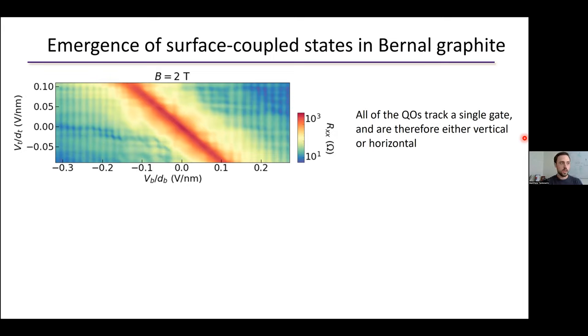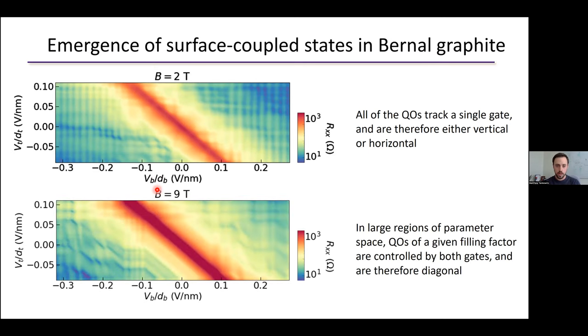So we can measure transport in graphite as a function of both the top and bottom gate. At 2 Tesla, we see this checkerboard sequence. These are quantum oscillations of surface states that are tracking with a single gate, so they're either vertical or horizontal. These are only living at the surface. This is far below the ultra quantum limit.